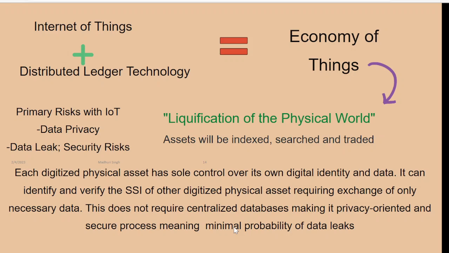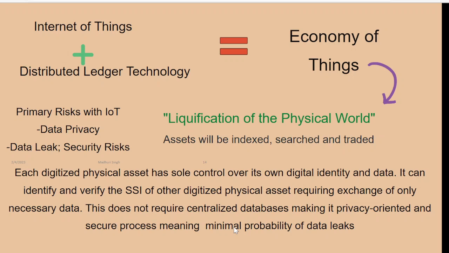Due to the combination of Internet of Things and distributed ledger technology, it actually reduces the data leak problem and security risk, because due to SSI and control over their own data, the devices, the digitized physical assets, would not be exchanging more than the required data.